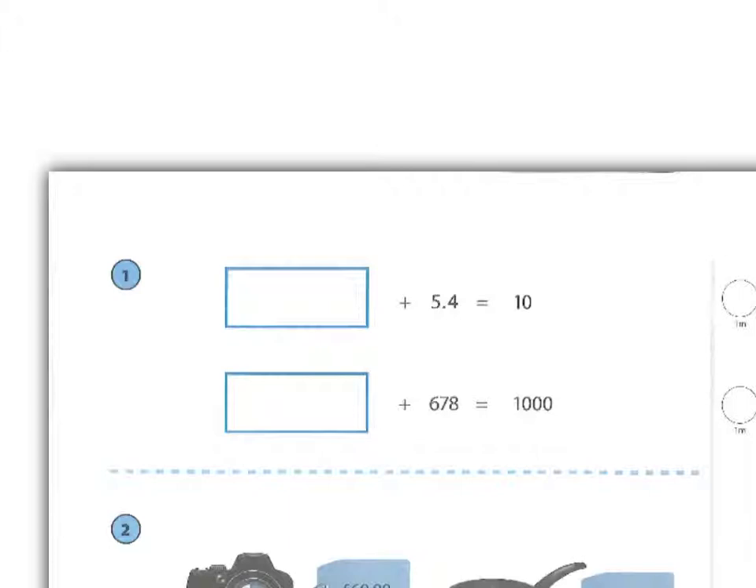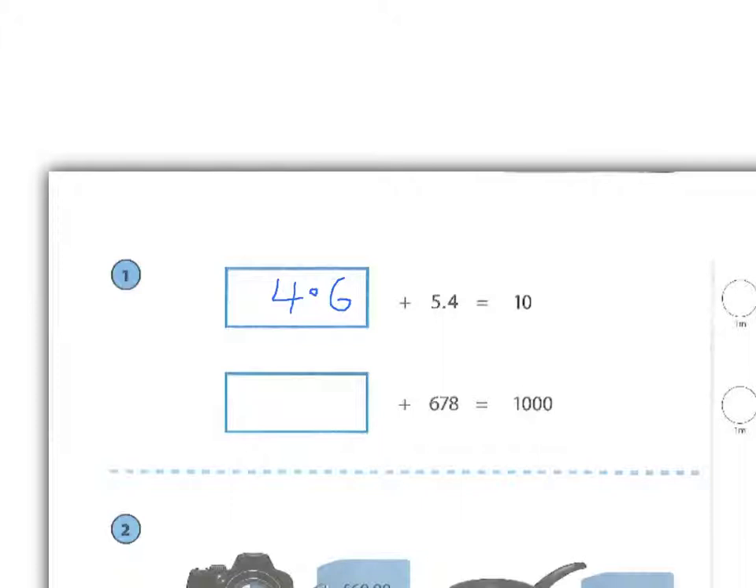So what would I add on to 5.4 to take me up to 6? Well, that would be 0.6. So there's the first part of my answer. Now, what do I add on to 6 in order to get up to 10? Well, it is 4. So I get an answer of 4.6.